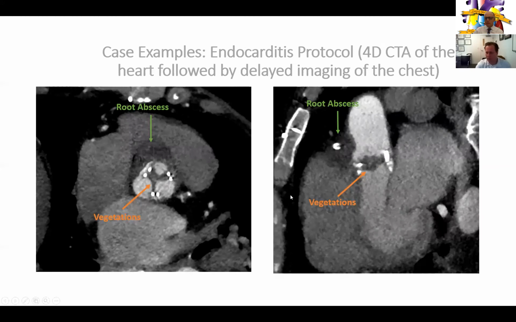So here I've reconstructed this in views that we're familiar with looking at in echocardiography. So a similar short axis view of a patient with a prosthetic aortic valve. And you can see this heterogeneous attenuation here. So this is an anterior root abscess. And you see these hypoattenuating densities here prolapsing into the left ventricular outflow tract, compatible with vegetations. And here is that aortic root abscess that's surrounding the right coronary artery there.